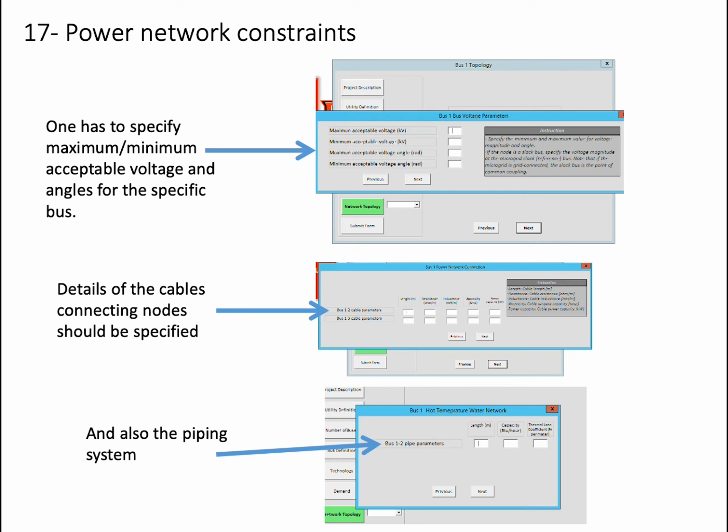Power network constraints. One has to specify the maximum, minimum acceptable voltage and angles for the specific bus. Details of the cables connecting the nodes also need to be specified, and the piping for the system.